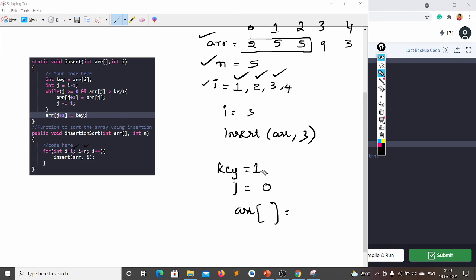And again I will check this key, that is 1, with array of 0 element, that is 2. Is my 1 less than 2? Yes. Again 2 comes here. My j will be decremented by 1. Okay, so here while loop runs, is my j greater than or equal to 0? No, because my j becomes minus 1. It comes out of the loop. And what is j plus 1? That is minus 1 plus 1, array of 0. Array of 0 will be my key. That is, in place of 2, I will get 1.